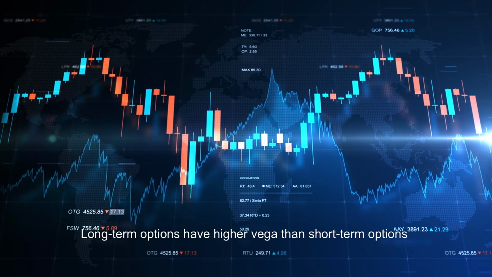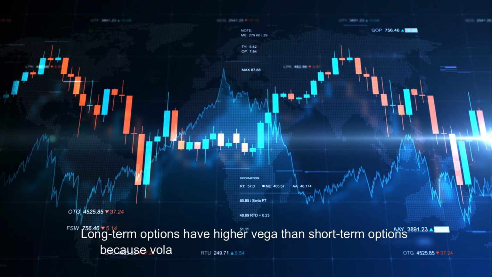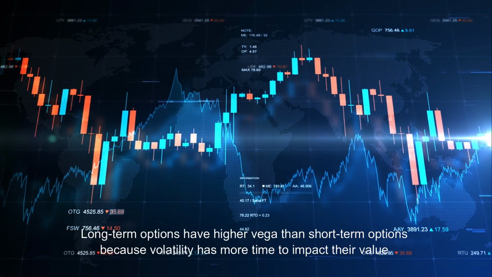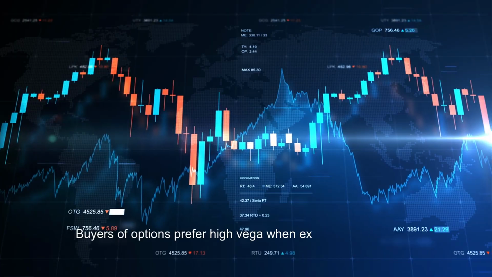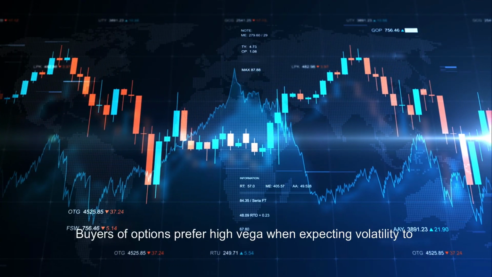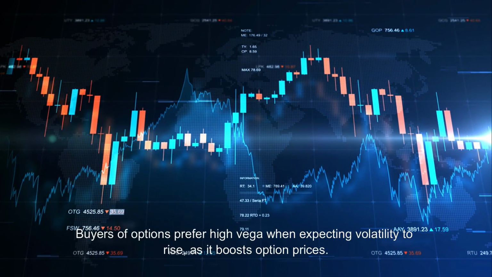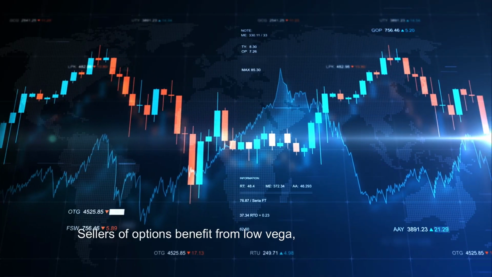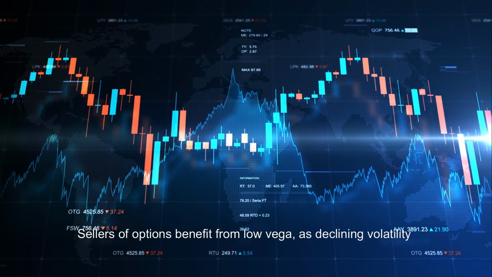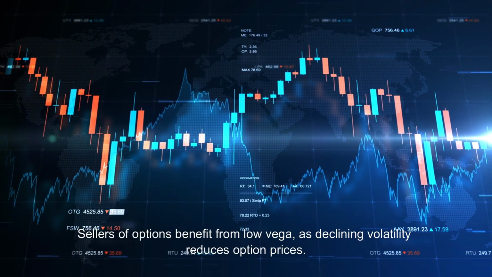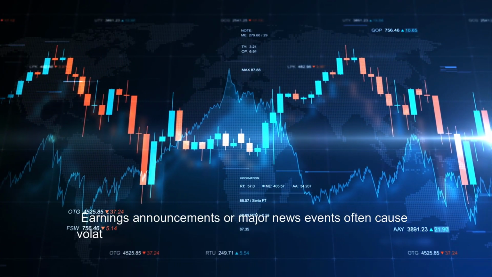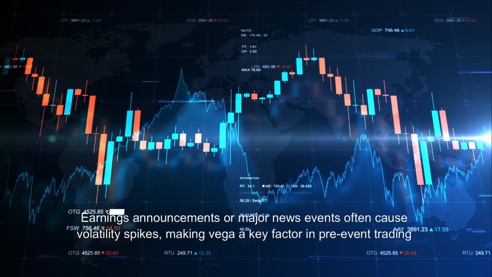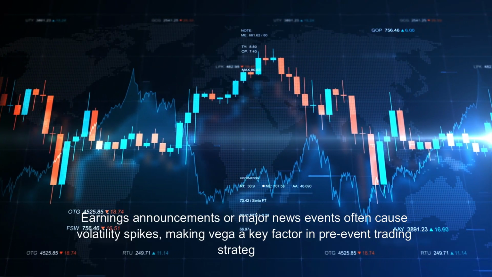Long-term options have higher Vega than short-term options because volatility has more time to impact their value. How traders use Vega. Buyers of options prefer high Vega when expecting volatility to rise, as it boosts option prices. Sellers of options benefit from low Vega, as declining volatility reduces option prices. Earnings announcements or major news events often cause volatility spikes, making Vega a key factor in pre-event trading strategies.